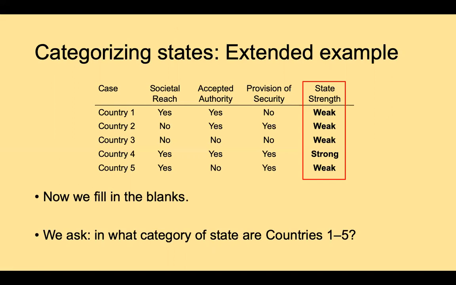As all of you point out, only country 4 is strong. The remaining countries are all weak, and it's because, again, we only categorize the state as strong if it has all 3 dimensions of state strength. So it requires yes in all 3 categories. If it doesn't have yes across all 3, we categorize it as weak. Now, there may be degrees of weakness or degrees of strength, but we need all 3 dimensions of state strength in order to categorize it as a strong state. Otherwise, we categorize it as a weak state.